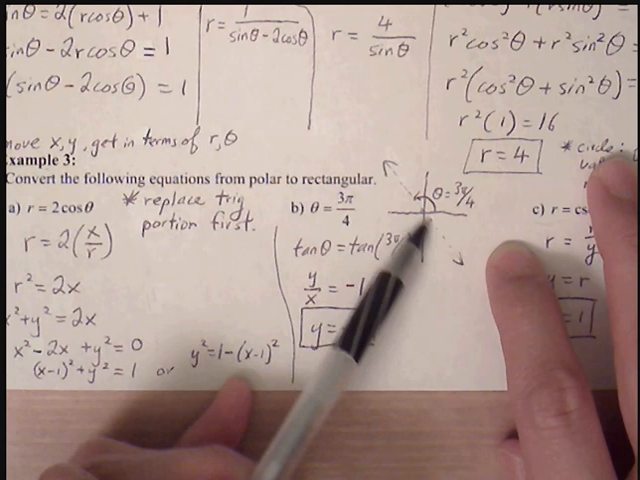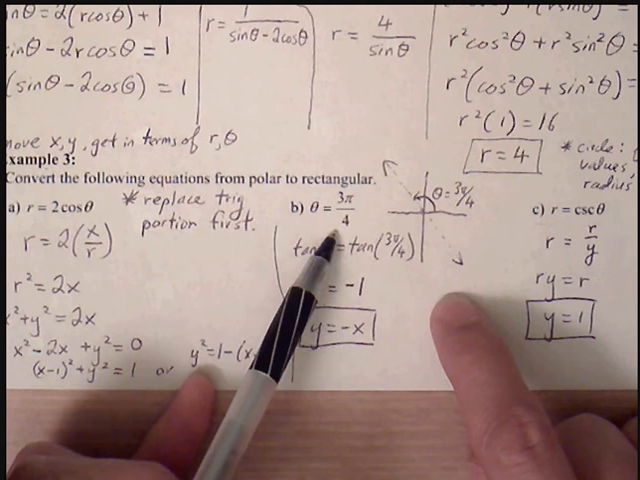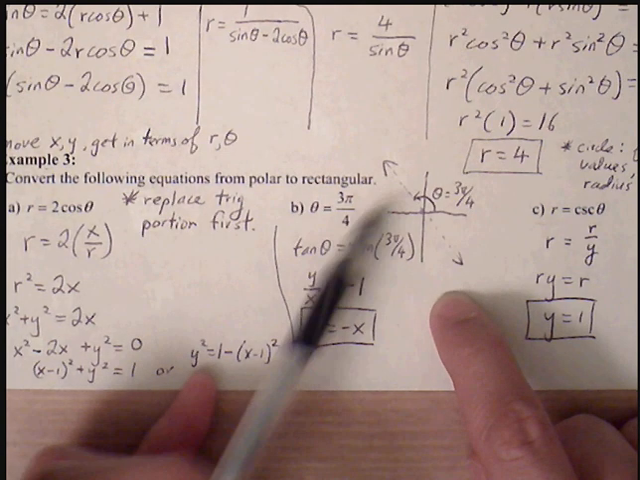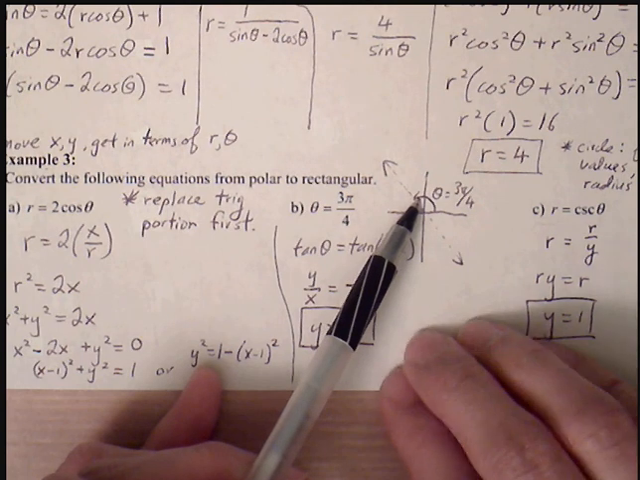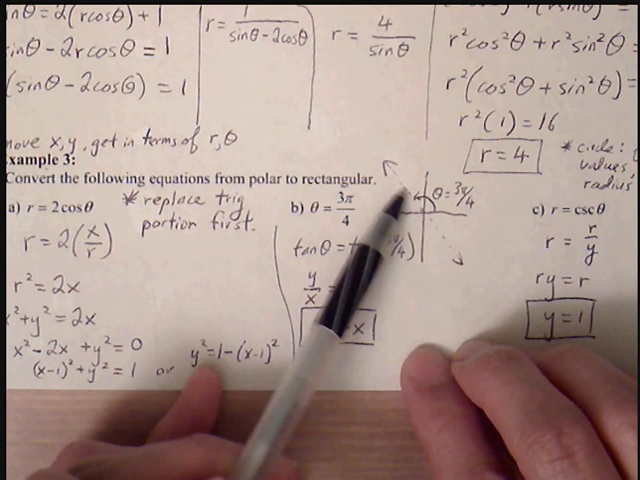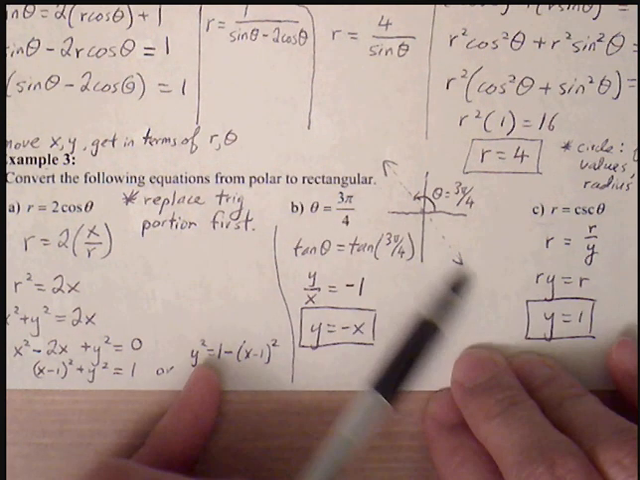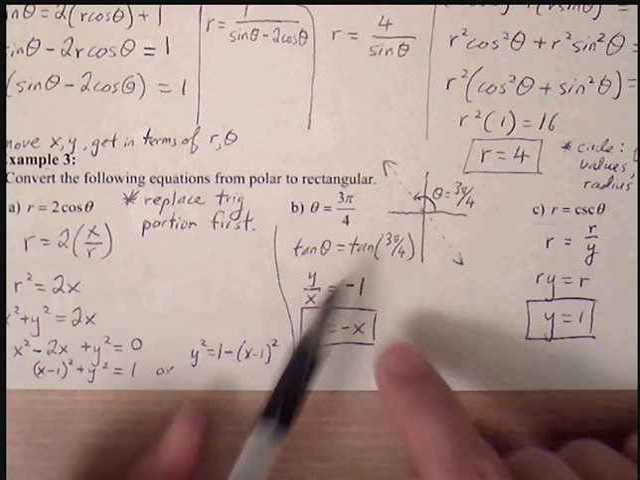This line here. Okay. So basically saying any radius with an angle of 3 pi over 4 will produce all these values here and negative values down here. So we'll just create this line. Okay, so we should get y equals negative x. So let's see if we can get there.